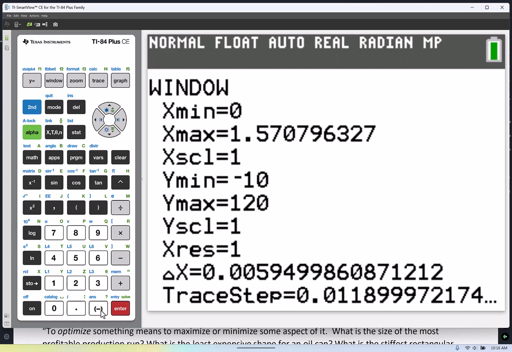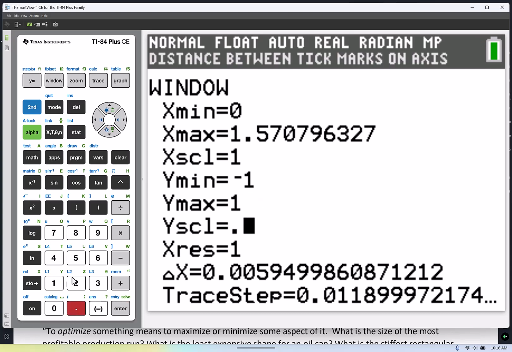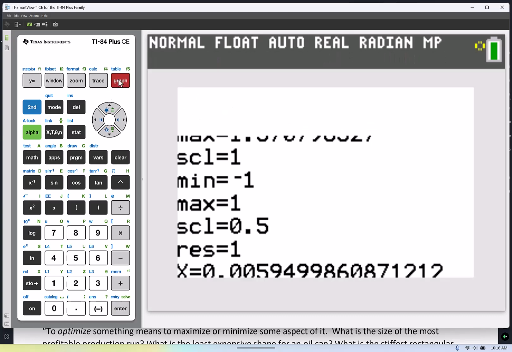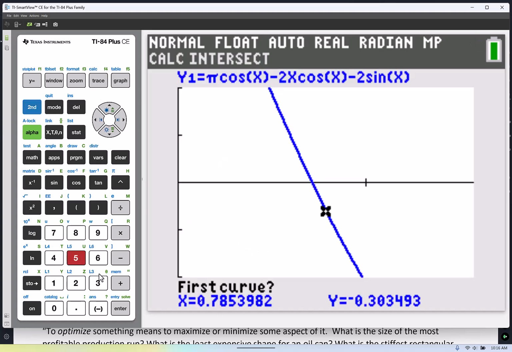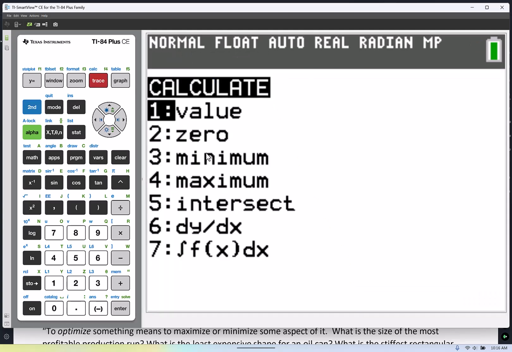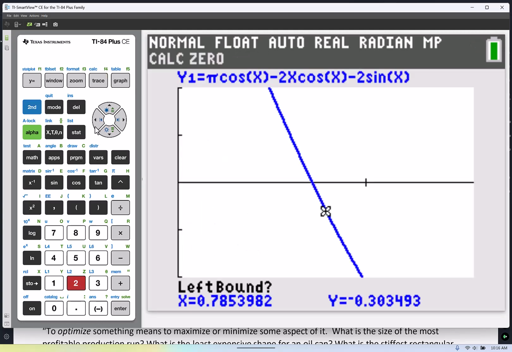Let's hover around. So I'm going to go -1 to 1 and 0.5. Check it out. Graph. Voila. Positive to negative. There it is. Second calculate, number 2. To the left of that. Enter. To the right of that. Enter. Voila. That's the number I have to be for you to be a max.